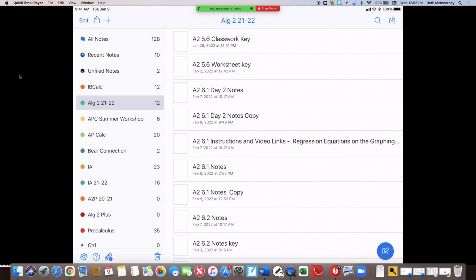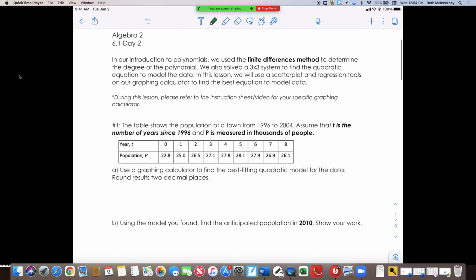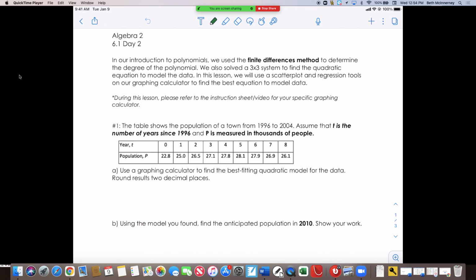All right, so go to Canvas, and I want you to grab two things for me and put them in Notability. I want you to get the day 2 notes, and then there's something there called the 6-1 instructions and video links for regression equations on the graphing calculator. I'm going to show the TI Nspire. Those of you with the 84s, you can follow the instruction sheet. I gave you step by step, and if I lose you, there's a video on how to do it. But have both of those available. So I'll talk you through it as best I can.